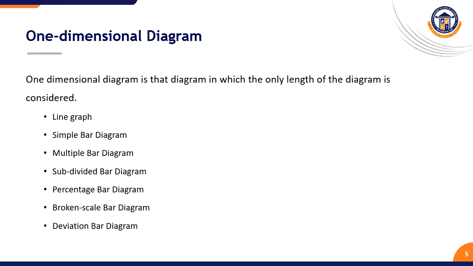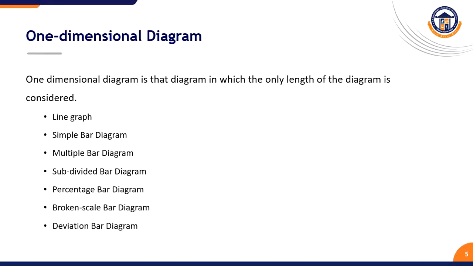A one-dimensional diagram is a diagram in which only the length of the diagram is considered. That has line graph, simple bar diagram, multiple bar diagram, subdivided bar diagram, percentage bar diagram, broken scale bar diagram, deviation bar diagram. A simple bar diagram comprises a group of rectangular bars of equal width for each class or category of data.